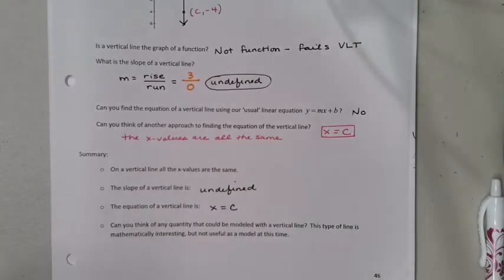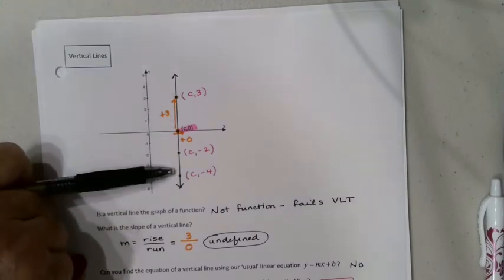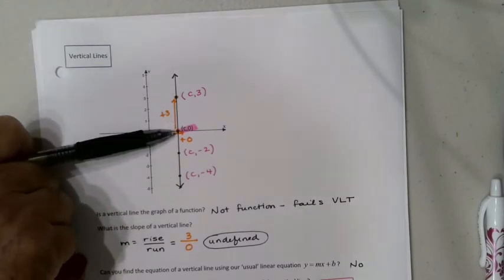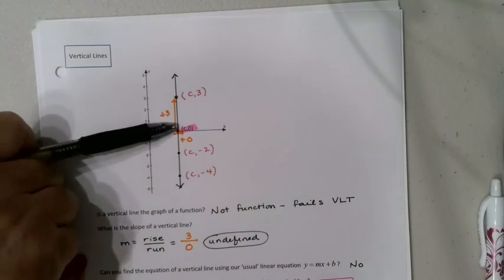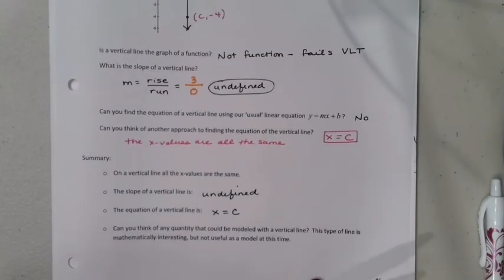When we think about using vertical lines in modeling, vertical lines are mathematically kind of interesting things, but they're not especially useful because most often when you think about something changing over time, things can't change as no time passes, right? It doesn't make sense to say, hey, at a certain time, something has all kinds of different values. So vertical lines are much more rare in applications than horizontal ones are.